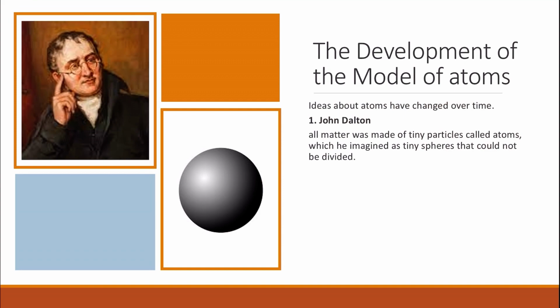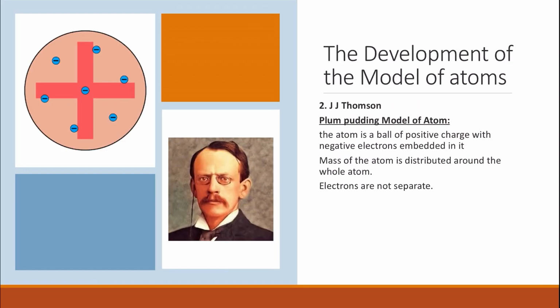The development of the model of the atom. The first scientist that described the atom was John Dalton, where he simply imagined the atom as tiny spheres that cannot be divided. Then the plum pudding model of an atom is a common question in the exam, where the plum pudding model of the atom has been described as a ball of positive charge which has electrons embedded in it which are negatively charged.